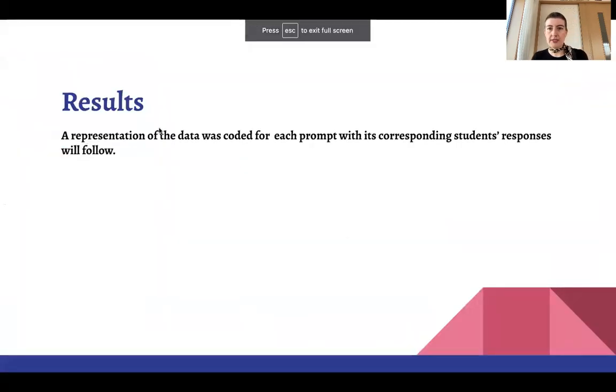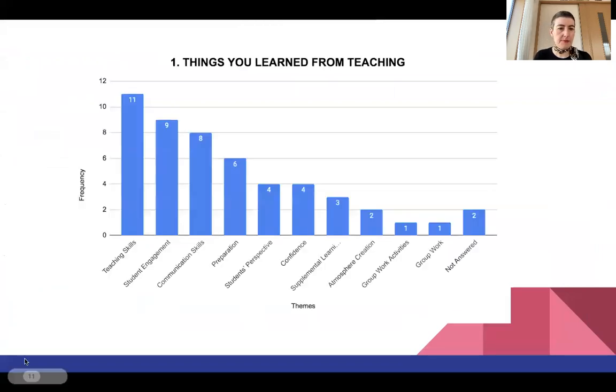After looking at the data, we'll look at their responses. Things they learn from teaching skills, student engagement, communication skills, preparation, and continues down to group work activities and group work. Those are the themes. And let's look at what they said.